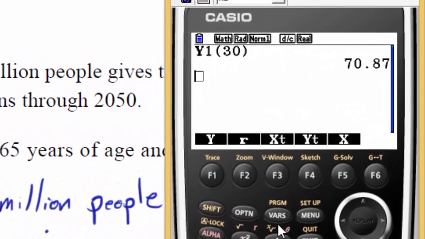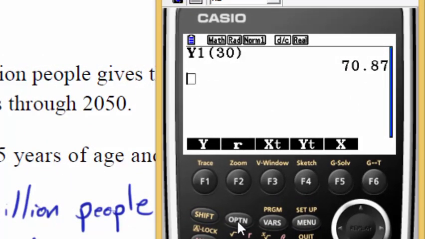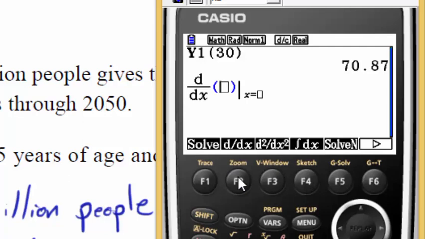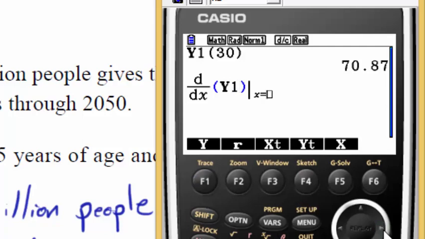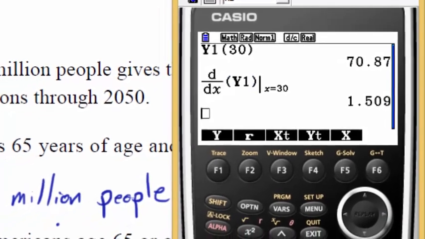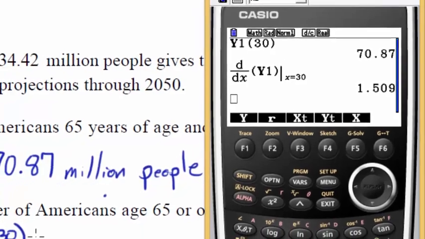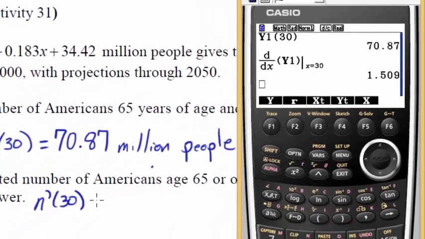So if I want to find the numeric derivative, I'm going to go options. Okay, I want my calculus menu, and then there is d/dx. Now remember, if you have the black and white calculator as opposed to this color simulator I have here, yours might look slightly different, and your inputs would be, well, where did I save my equation? I saved that equation in Y1, and then I need to tell it where to take the derivative, which is at 30. Okay, so here I get an answer of 1.509.